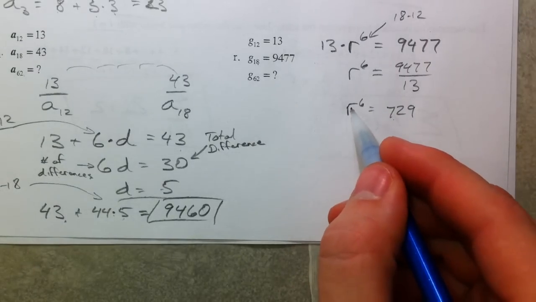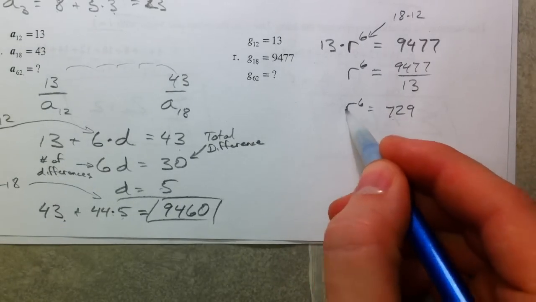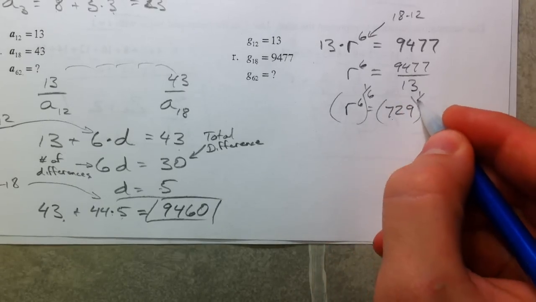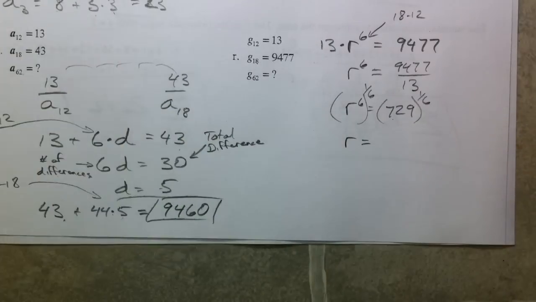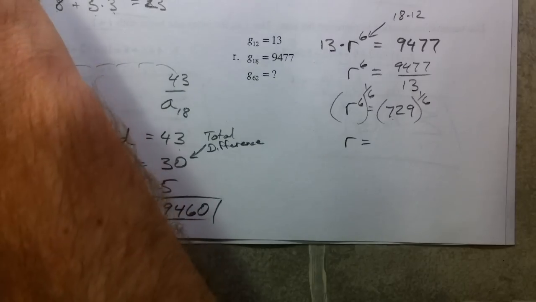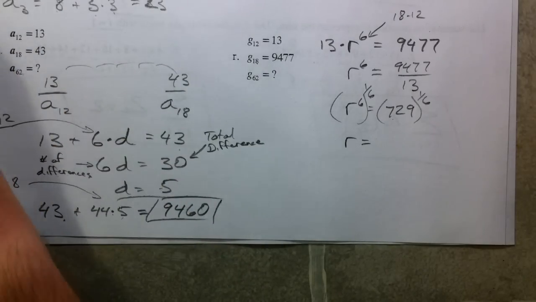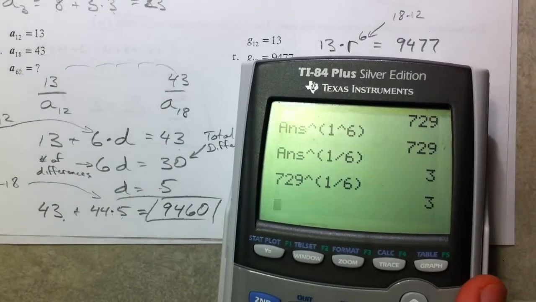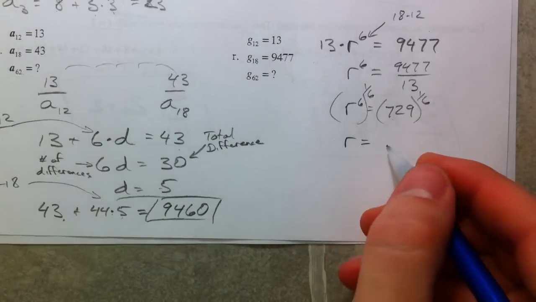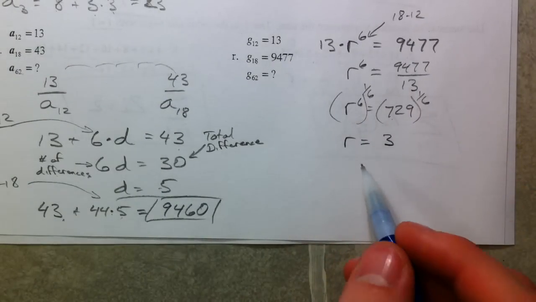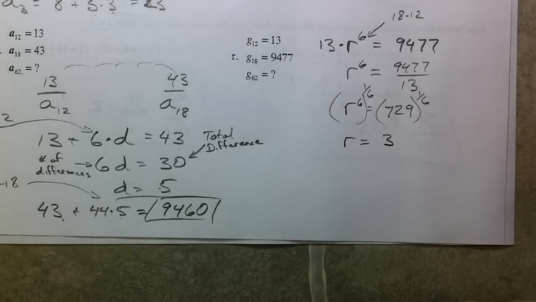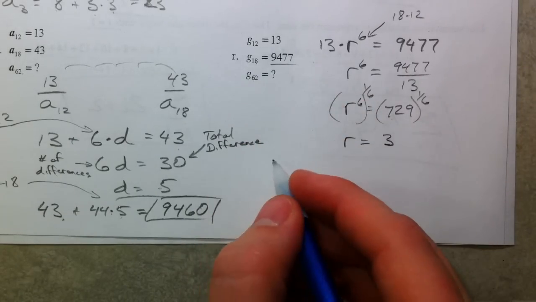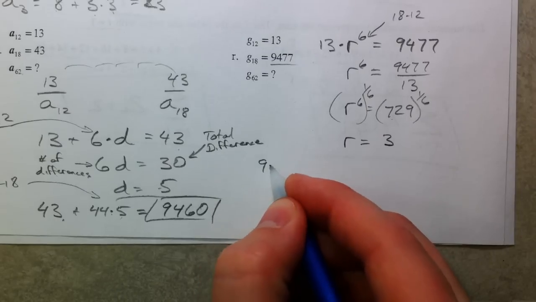So how do we get rid of r to the 6th power? Well, if it's squared, we would take the square root. If it's the 6th power, we're going to take the 1/6 power, which is the 6th root. But I'm taking the 1/6 power because it's easier to type into the calculator. So you've got 729 to the 1/6. Make sure you put the 1/6 in the parentheses. And so you get 3. That's the r value. So then if we want to find the 62nd term, it's going to be huge.